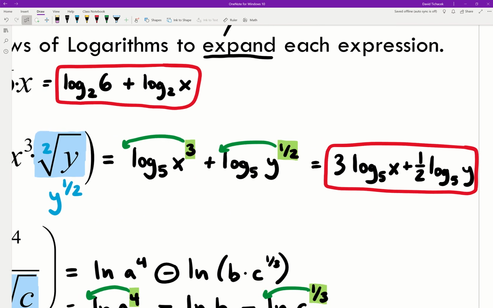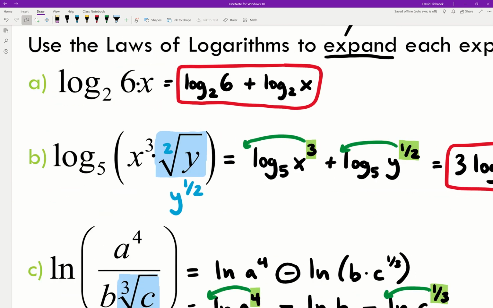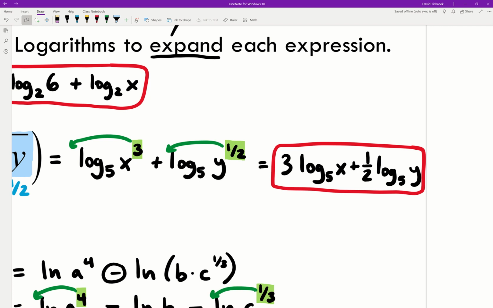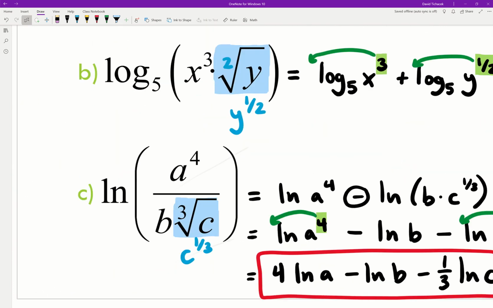So again, when we expand, we took originally an expression that only involved a single log, and we rewrote it in our final answer to involve more than one log. Okay, so that's what expansion means.